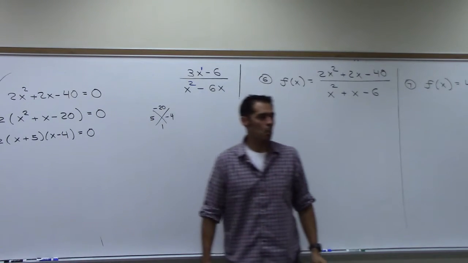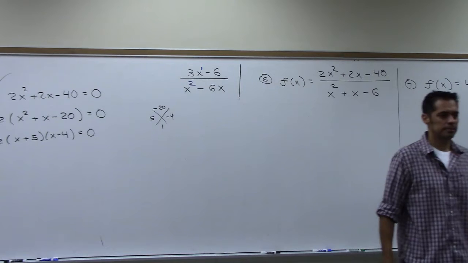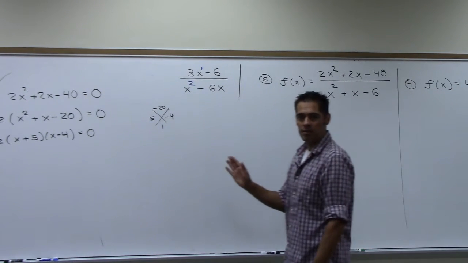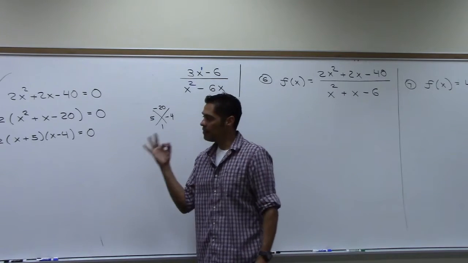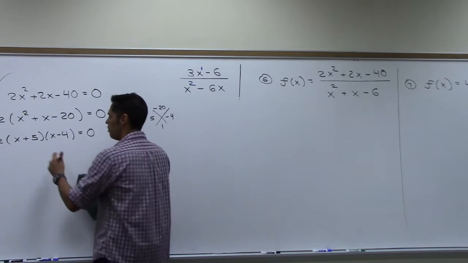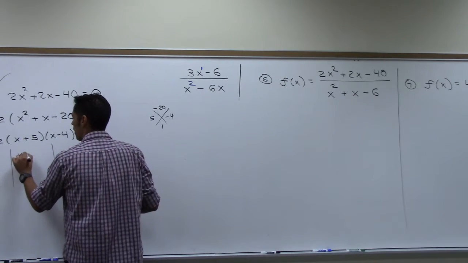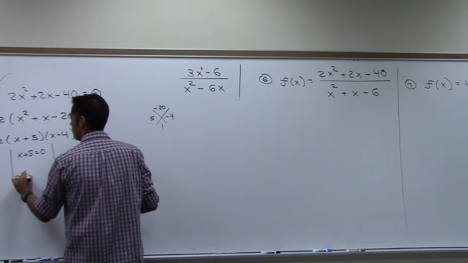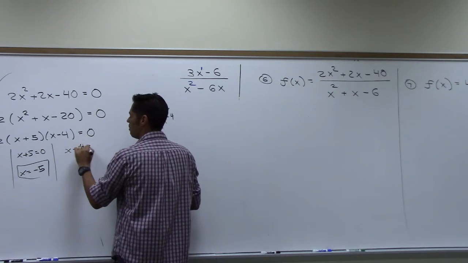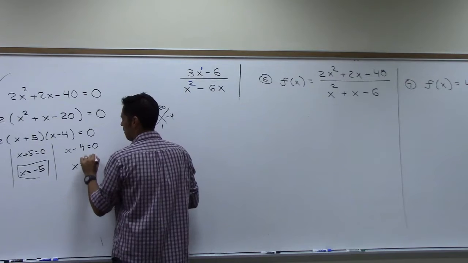You get that. Is that okay? Now you're supposed to set each factor equal to 0, right? Set each one equal to 0. You have 3 factors. This, and this. These two, most people have no problem with. x plus 5 equals 0, you get x is negative 5. This one, x minus 4 equals 0, x is 4. We're all good to go.